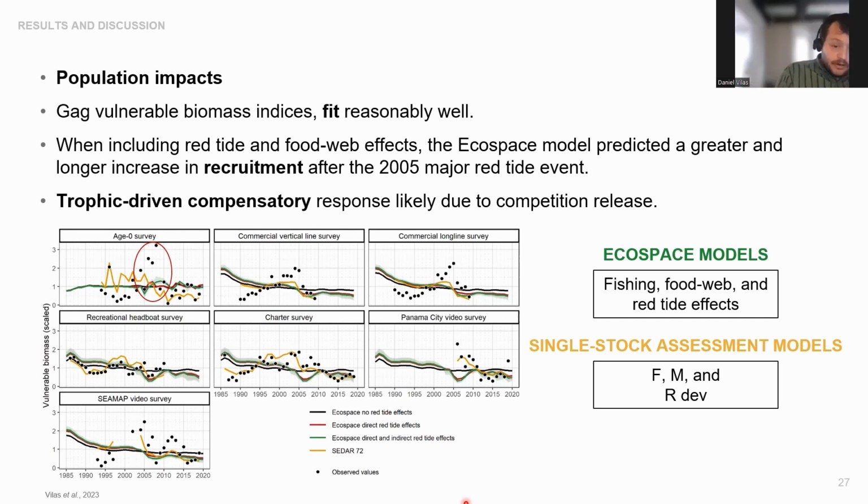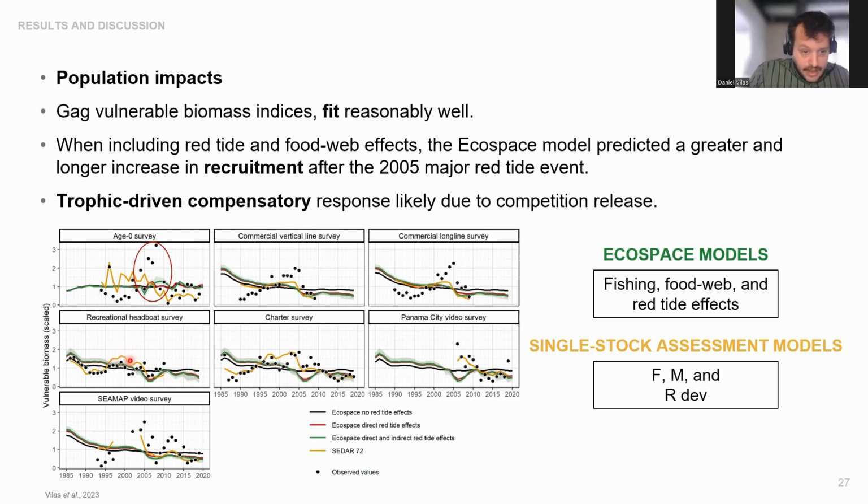And then the green line represents the Ecospace predictions when applying red tide effects to the whole community in the system. So we see that there is a decrease in 2005 that sometimes is not captured by the observations. And this is mainly due to those surveys not being focused on capturing the mortality from red tide. So they have another objective.